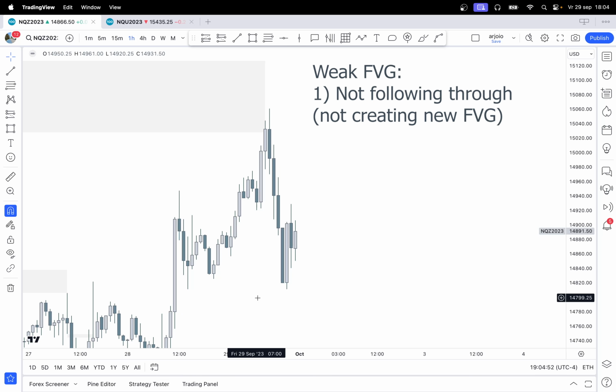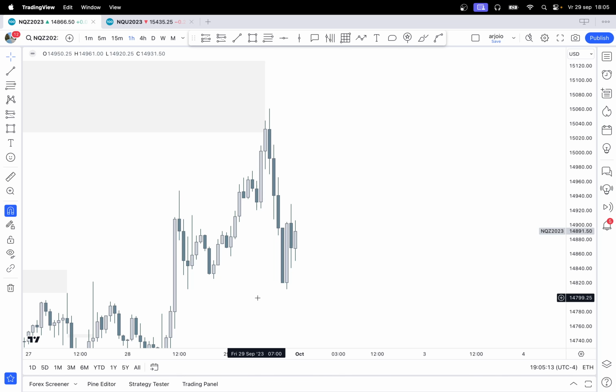Then we have weak fair value gaps. Weak fair value gaps are fair value gaps where price doesn't follow through, where price trades into a fair value gap two times, three times, etc., and is not in context of the time frames above it. That is when it's lower probability. So those strong and weak fair value gaps, they are telling you a story. And that story, that is your draw on liquidity. And that is your entry.